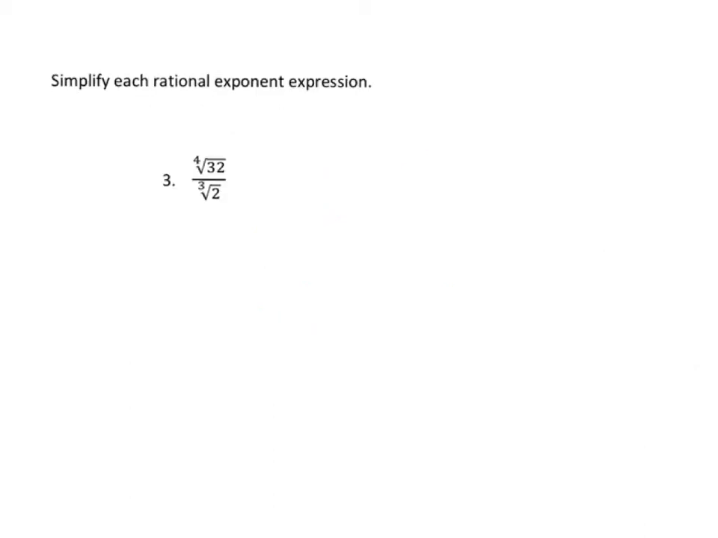We need to simplify each rational exponent expression. We're given the problem the 4th root of 32 over the cube root of 2. We want to put these in exponential form. So to do that, the 4th root of 32 is the same as saying 32 to the 1/4 all over 2 to the 1/3.